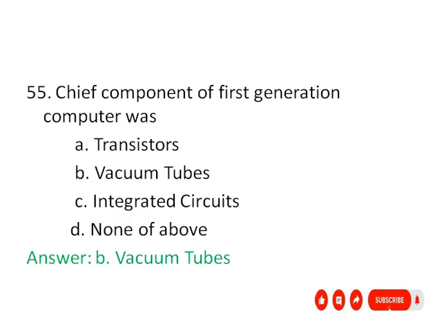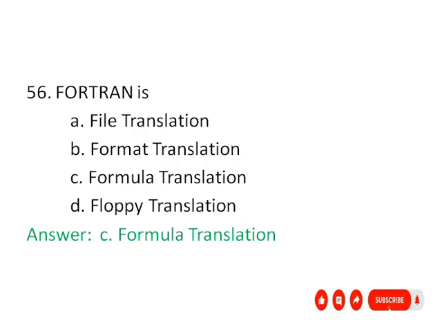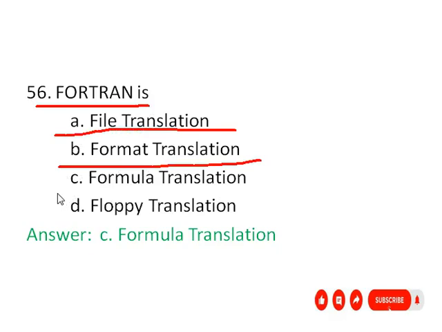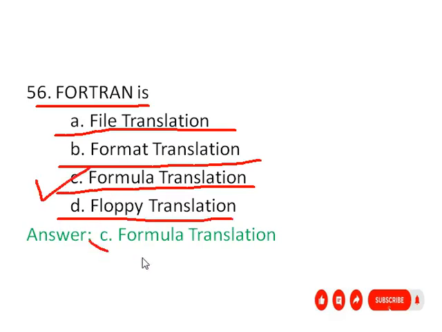Our next question is, Fortran is, given options are A. File translation, B. Format translation, C. Formula translation, D. Floppy translation. So our correct answer is option C. Formula translation.